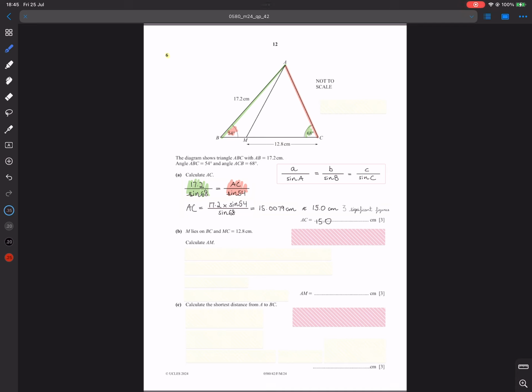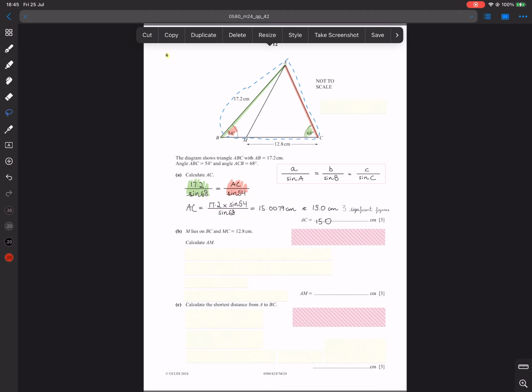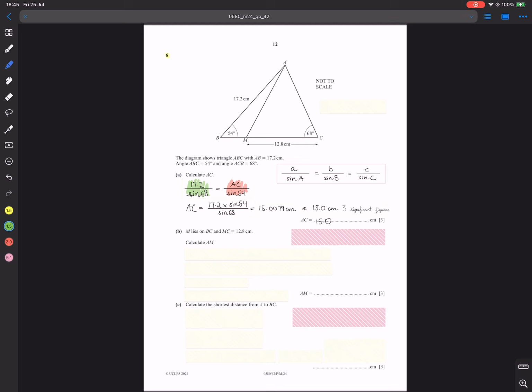Part B is asking us to calculate side AM. We want to calculate the length of side AM. It has given us some additional information, but to be honest, don't read that. Again, it will waste your time. Everything is in the diagram.